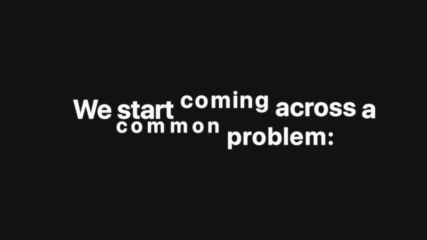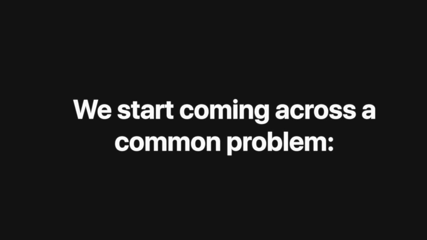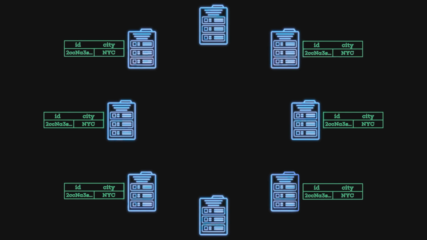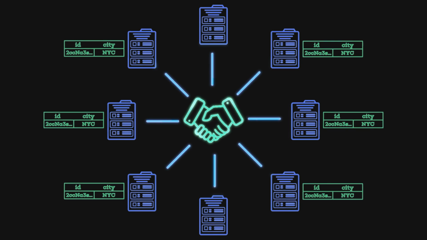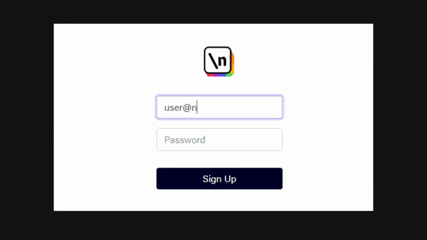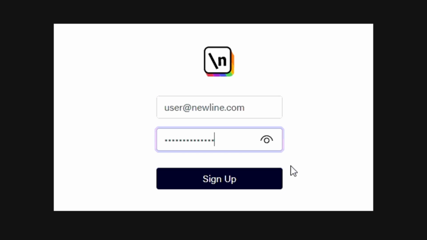As with any distributed system, we start coming across a common problem, consensus. Given that all of these nodes are copies of each other, how do we get all of the replicas to stay in sync and consistent so that, regardless of any failures, all of the replicas are up to date with the latest data? For example, let's say you register a username for a new account.